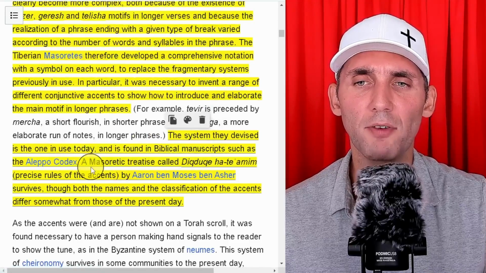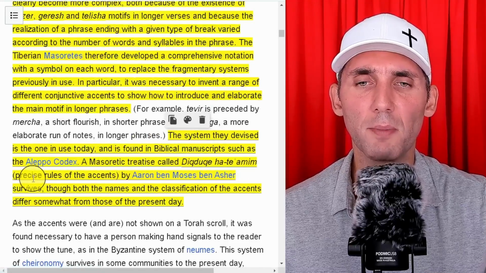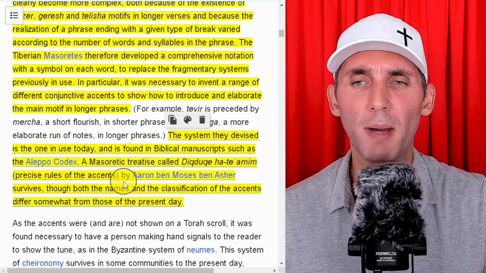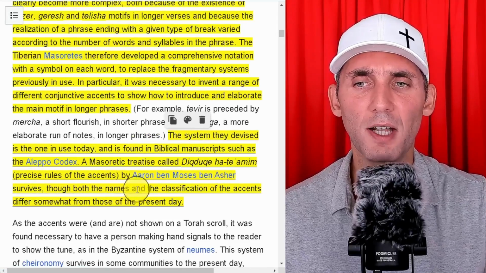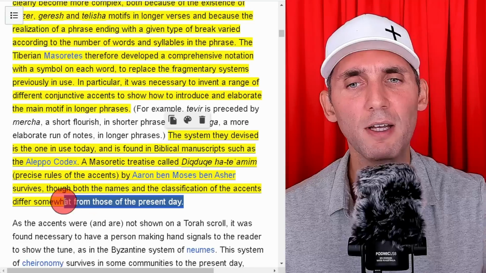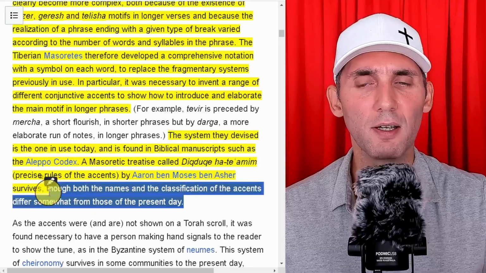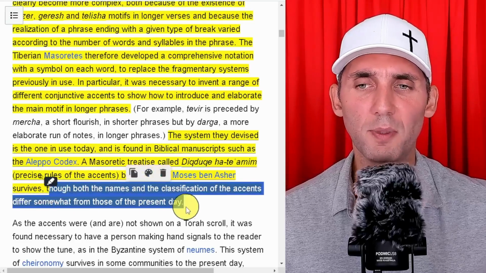Very interesting. A Masoretic treatise called Dikuki Hate Amim, probably pronounced that wrong, but Precise Rules of the Accents by Aaron ben Moses Asher survives, though both the names and the classification of the accents differ somewhat from those of the present day. So there you go. Even now, the old records of the Asher pronunciation guides are also different. So nobody knows left from right with this because it's what?